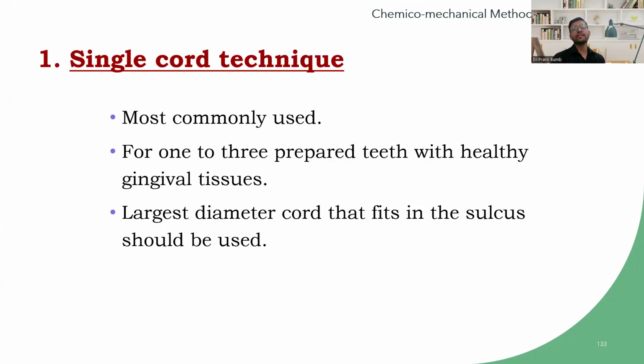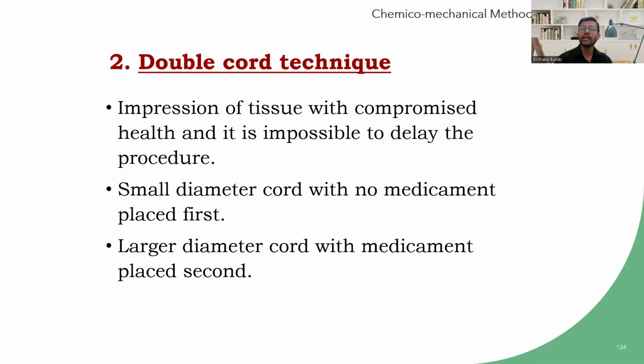In the single cord technique, this is what most dentists commonly use. It is for 1 to 3 prepared teeth with healthy gingival tissues. The largest diameter cord that fits inside the sulcus should be used. In the double cord technique, we use two cords.